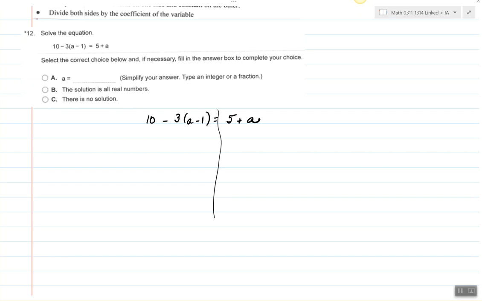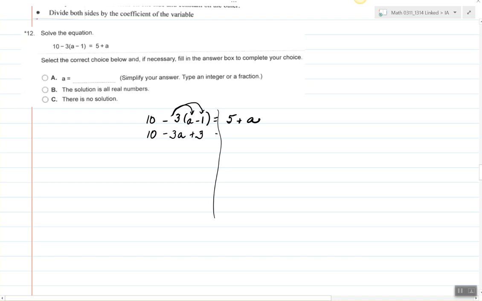Step 2 said to simplify on the left side. The parentheses make me look and say, ooh, distributive property. I have 10, negative 3 times a is negative 3a. Negative 3 times negative 1 is positive 3.